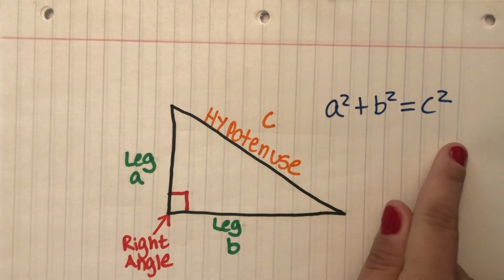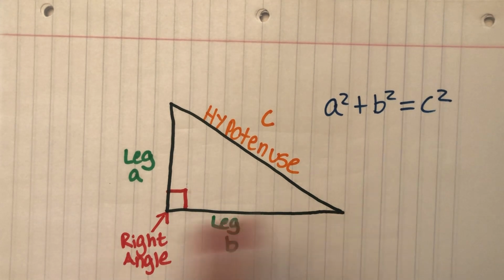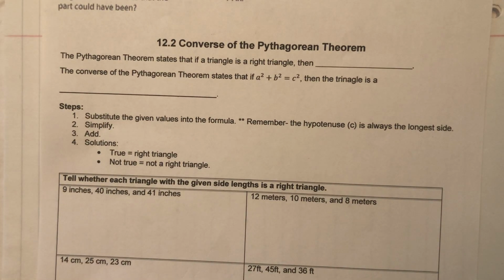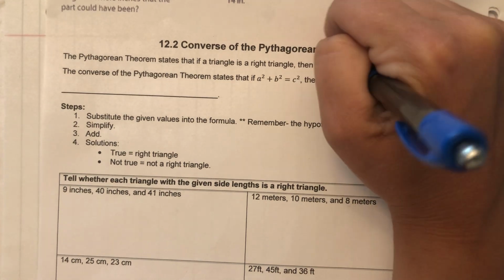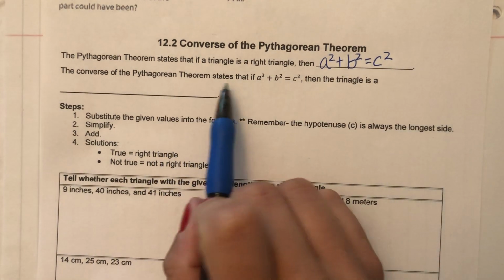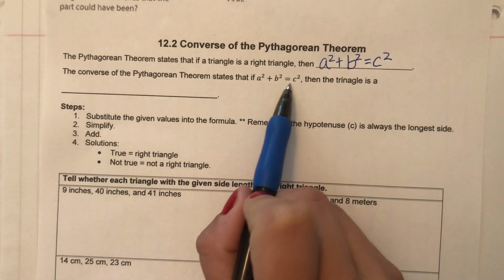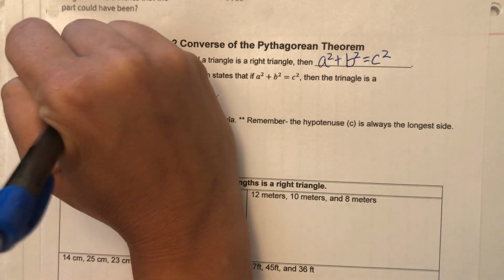This right here is the Pythagorean Theorem. A squared plus B squared equals C squared. Today we will talk about the converse of the Pythagorean Theorem. So, the Pythagorean Theorem states that if a triangle is a right triangle, then A squared plus B squared equals C squared. The converse of the Pythagorean Theorem states that if A squared plus B squared equals C squared, then the triangle is a right triangle.